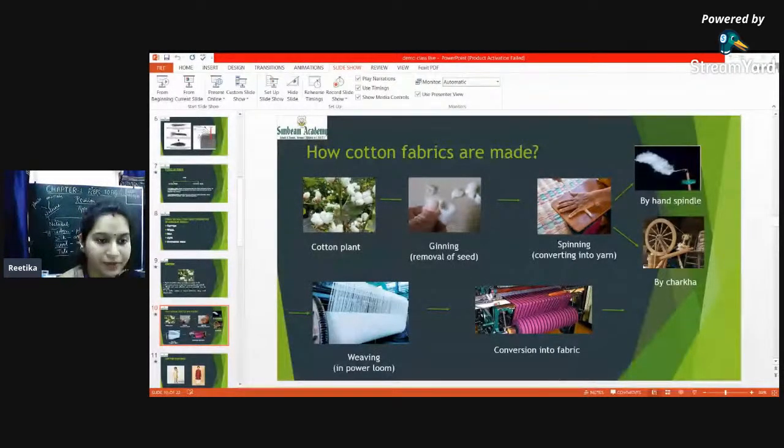Clear, children? So this is the complete process. We take the cotton bolls from the cotton plant, then we perform ginning, that is removal of seeds. Then we do spinning, either by hand or with the help of a charkha. Then weaving and then conversion into fabric. Clear? Any doubt? Anything you want to ask? Ginning, spinning, weaving, everything is clear, children?